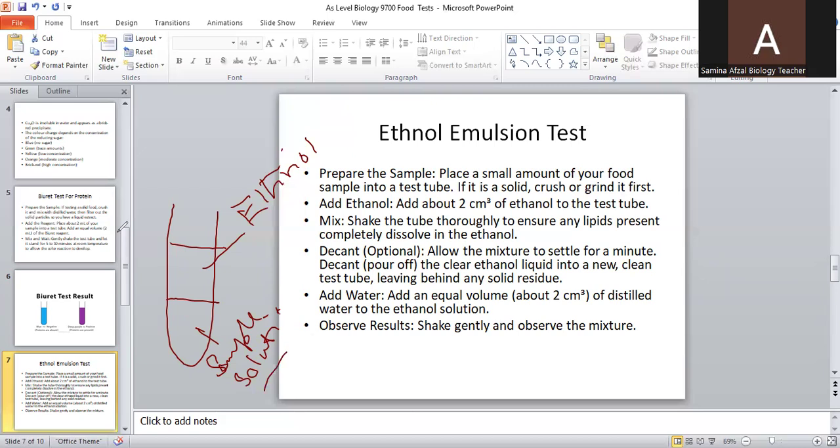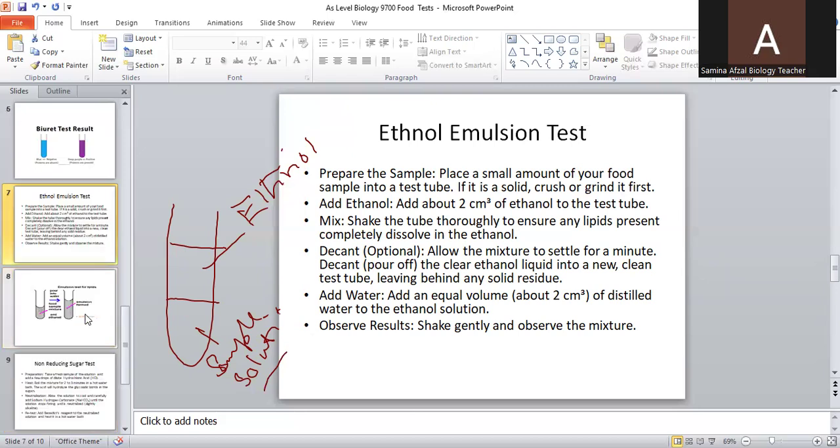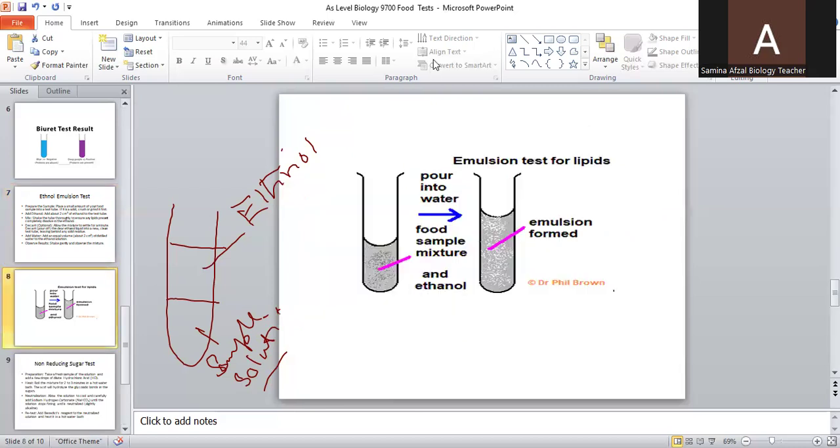Then you will add water. Add an equal volume of distilled water to the ethanol solution. As you have added 2 ml of ethanol, you will add 2 ml of distilled water into it. Then you will observe the result. You will shake it thoroughly and observe the mixture, and you will find a cloudy appearance, or the appearance of an emulsion can be seen. You can see on screen that when you add water into it, there will be the formation of an emulsion.